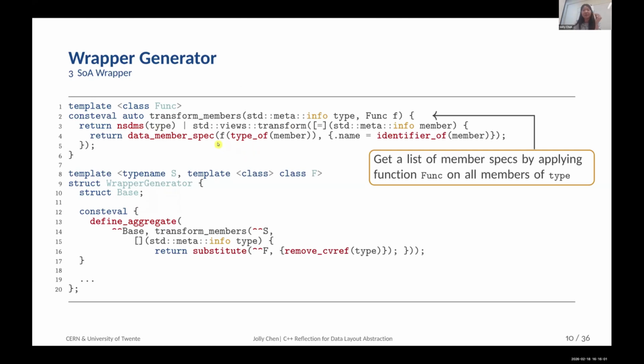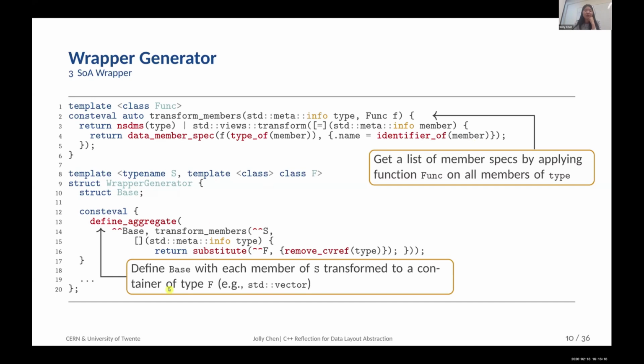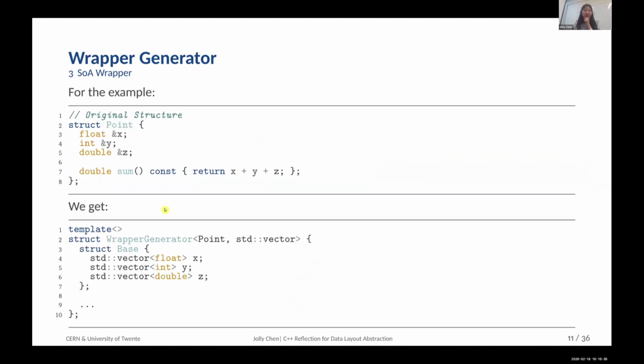So it does this by applying a function, which in this case, in define aggregate, is the substitute onto each data member. And we again give it the same name. So in this define aggregate, we are substituting the type of each data member into this container type that we provided. And we need to remove the reference type so that we don't have stat vector float reference, but just stat vector float, for example. So this would result into this for the example in the beginning.